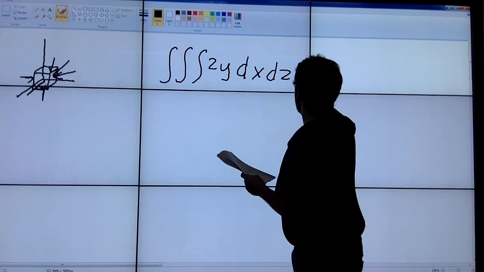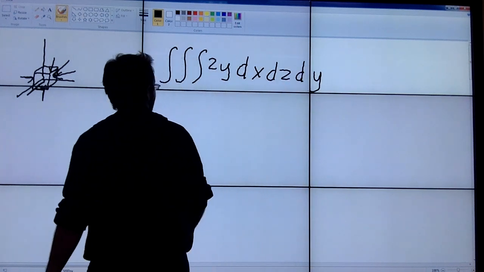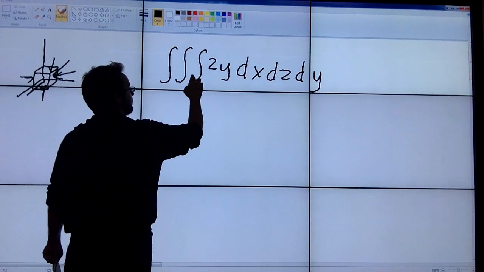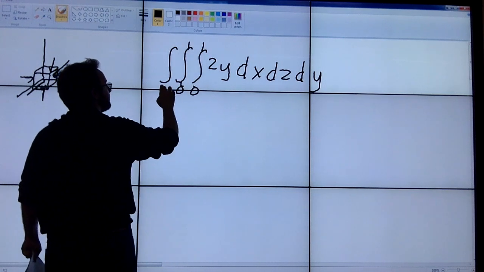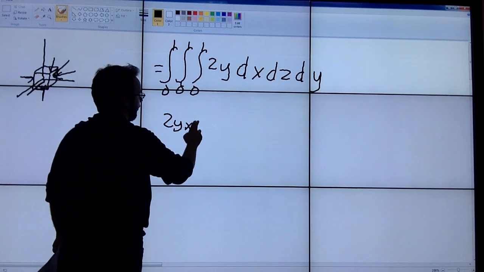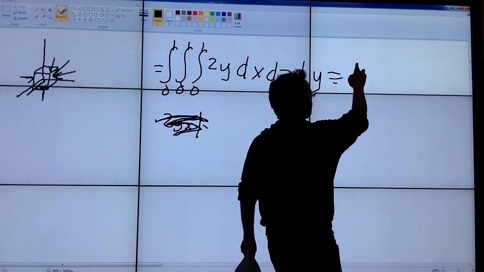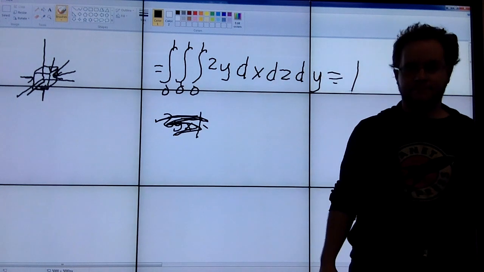The order doesn't matter, they're all constants. What are my bounds on x, y, and z? They're all 0 to 1. So the integral of this with respect to x is 2yx, plug in 1. The answer ends up being 1. Cool?